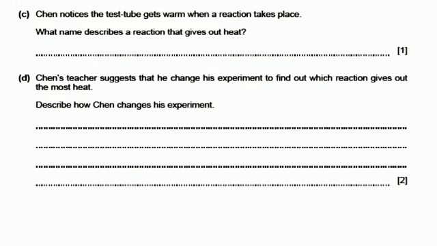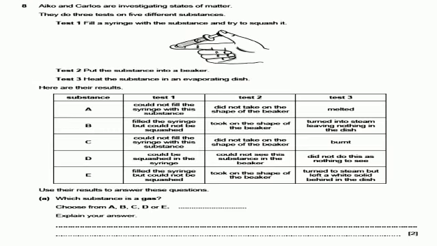Question C. What name describes a reaction that gives out heat? Exothermic reaction. Question D. His teacher suggested that he change his experiment to find out which reaction gives out the most heat. How will he change his experiment? By measuring the temperature before and after adding the metals.